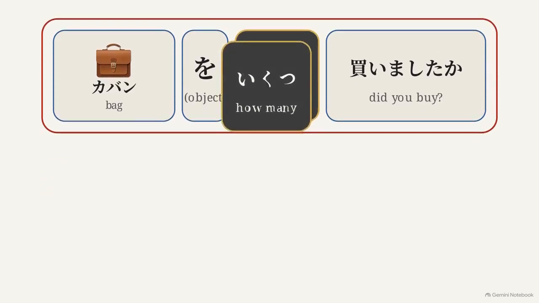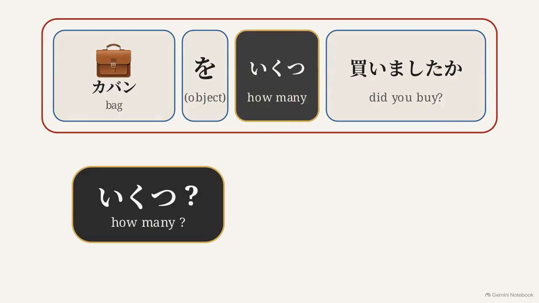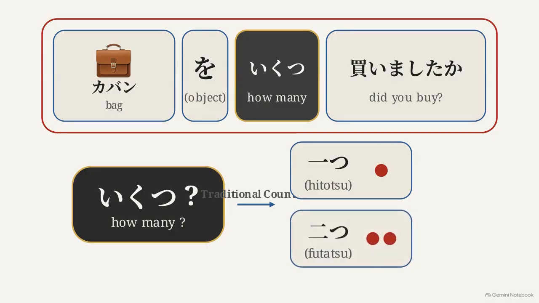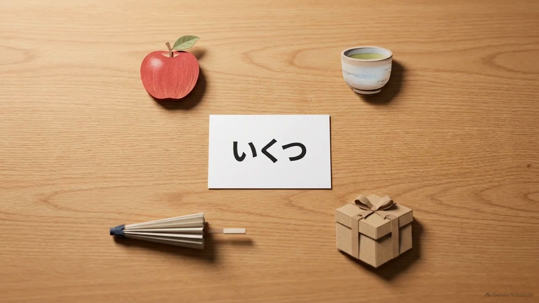When you ask a question using Ikutsu, the person helping you will usually answer using traditional Japanese counting words, like hitotsu for one or futatsu for two. Learning this one word allows you to inventory or acquire nearly any small three-dimensional item you encounter in daily life.